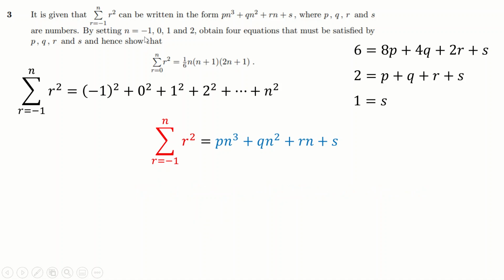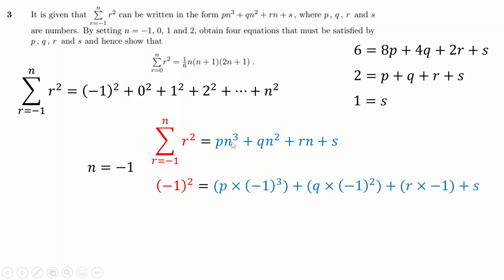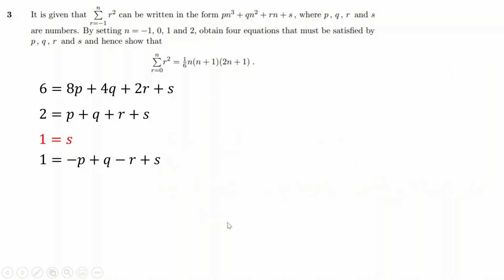And lastly, by setting n is minus 1, now on the sum, this is a bit weird. We're going to start at minus 1, and we're going to finish at minus 1. So we're just going to have this term here. And over here, we're going to put minus 1 in. This is a bit clunky, this kind of brackets I've done, but hopefully we all know minus 1 cubed is minus 1. So that's going to be a minus p. That's going to be a positive q, because as we've seen, minus 1 squared is positive 1. That's going to be a minus r, and that's going to just be s. And that's our fourth equation.